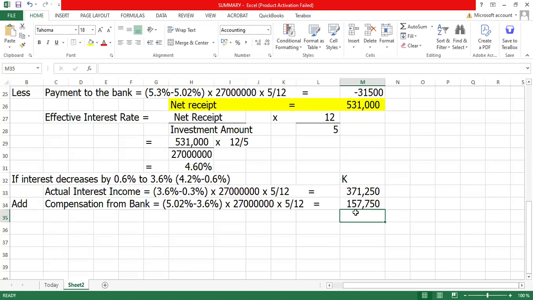Correct the figure, it is 159, not 157. 159. Yes. The answer you get here should be the same as this. This one, let me see. This plus this. Okay, here you are correct.